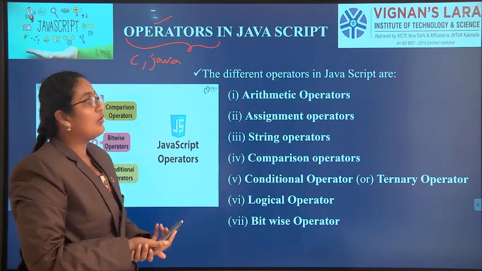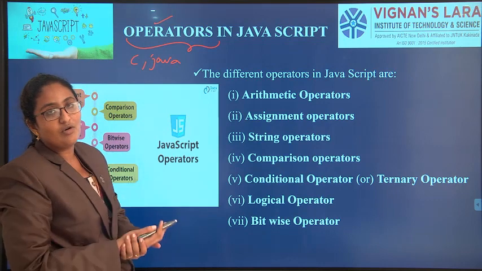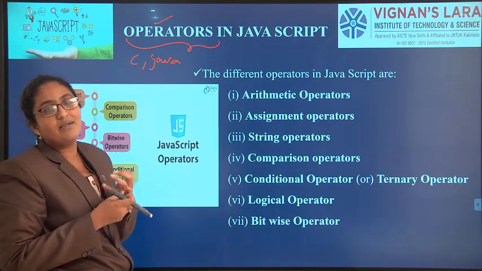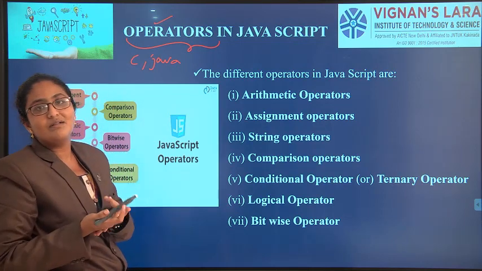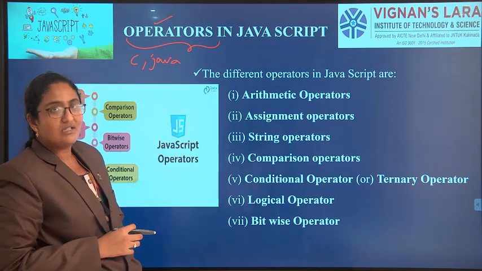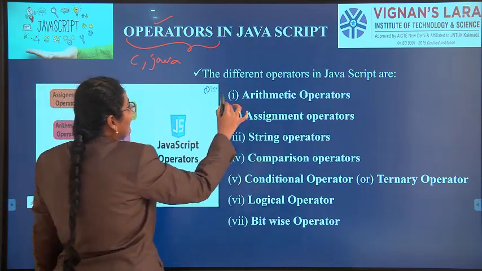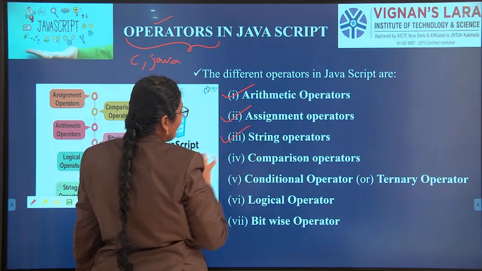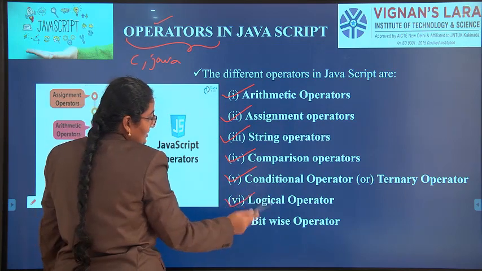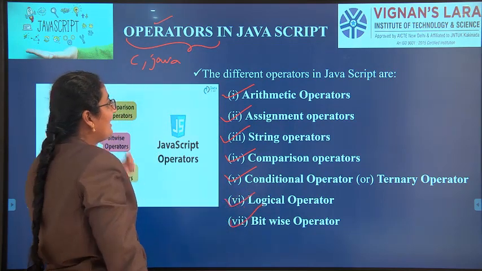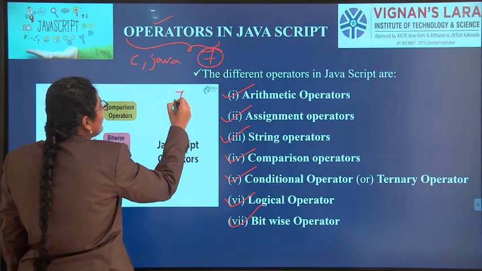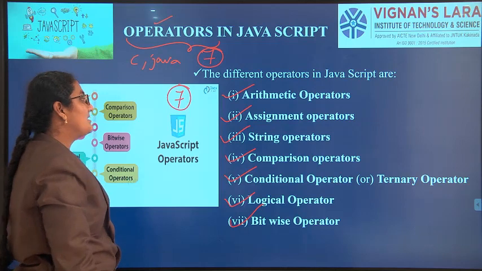When you are studying Python, Java, C, C++, the most common topics you will have in these programming languages are data types, variables, type conversions, operators and loops also. So today we will see what are the operators we have. See here: arithmetic operators, assignment operators, string operators, comparison operators, conditional operator or ternary operator, logical operator and bitwise operator. So we have these 7 types of operators in JavaScript.